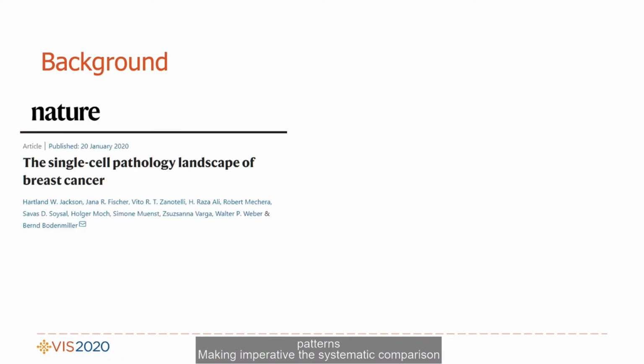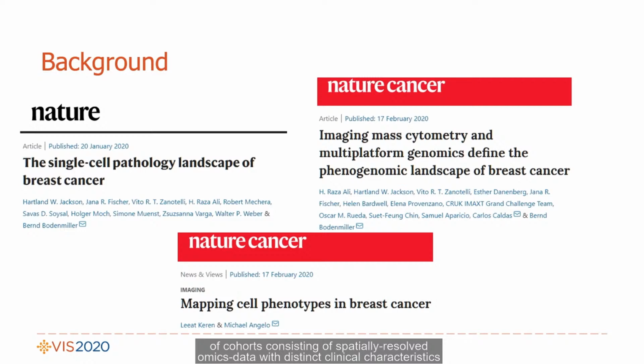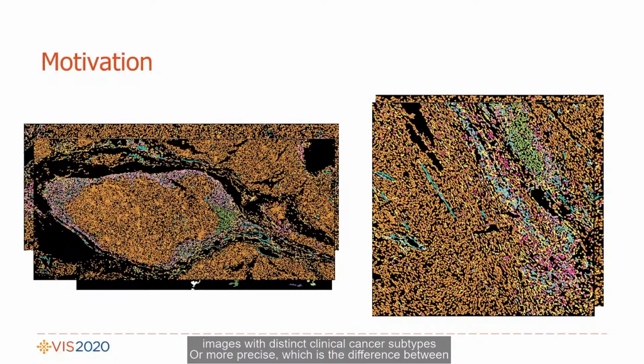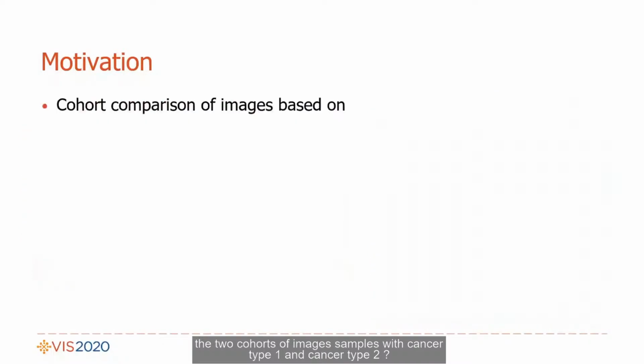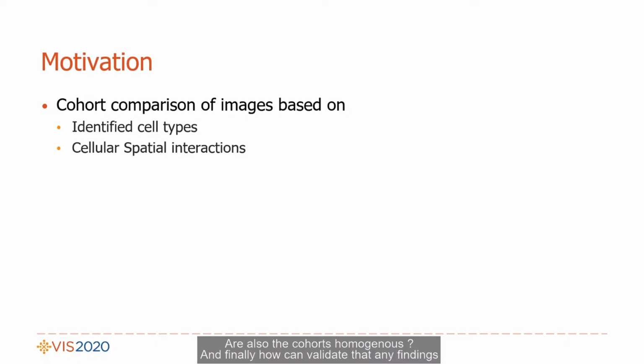Current research findings demonstrate the clinical importance of these multicellular patterns, making imperative the systematic comparison of cohorts consisting of spatially resolved omics data with distinct clinical characteristics. And then the question arises: what are the differentiating factors among these two cancer images with distinct clinical cancer subtypes? Or more precisely, what is the difference between the two cohorts of images with cancer type 1 and cancer type 2? Is it solely the amount of a dangerous cell type, or the coexistence of multiple different cell types in the same neighborhood? Are also the cohorts homogeneous?